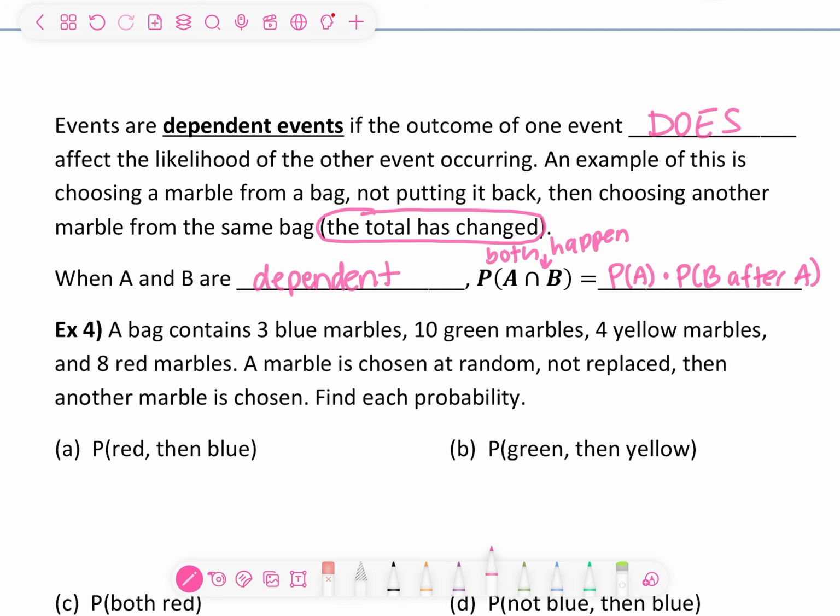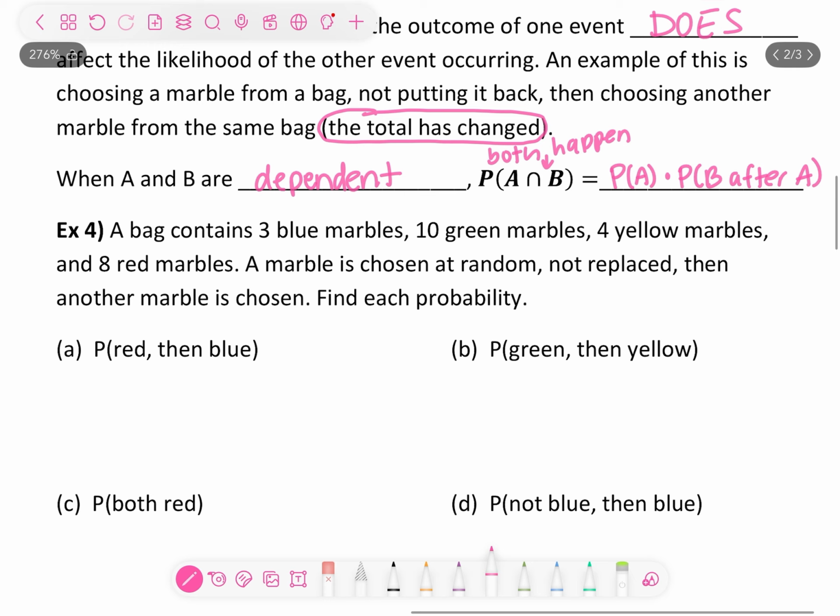All right, let's take a look at this. For example 4, a bag contains 3 blue marbles, 10 green marbles, 4 yellow marbles, and 8 red marbles. A marble is chosen at random, not replaced, then another marble is chosen. Find each probability. When one marble is chosen, whatever color it is, it's put to the side. It is not put back into that bag. So it's not replaced, the total changes, which means that this has to be a dependent event.